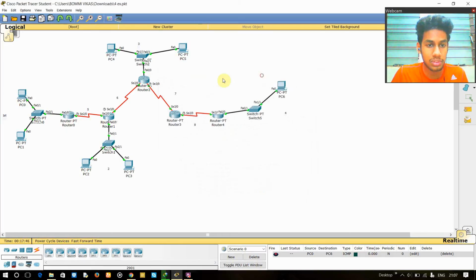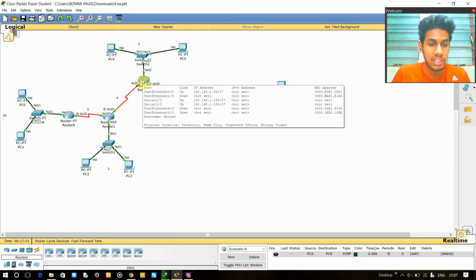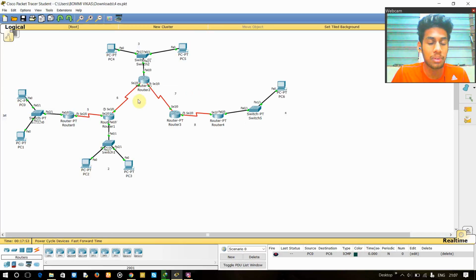Similarly, we are supposed to assign the same commands to all the different routers present here. Depending on which side the network is, that serial port has to be given. That's all for static routing, and I hope you guys understood. Thank you.